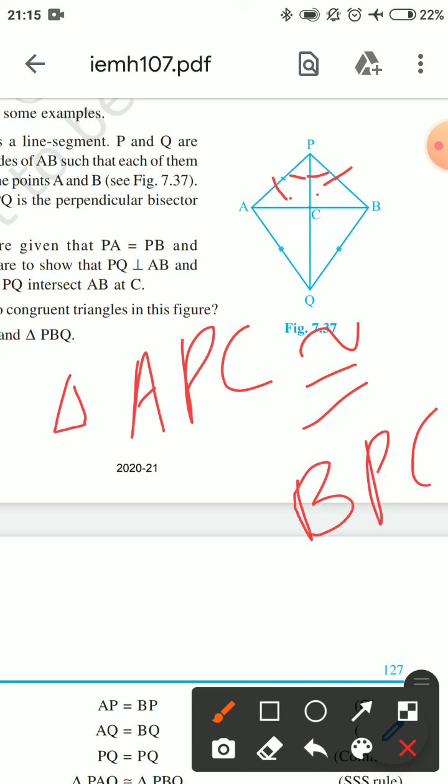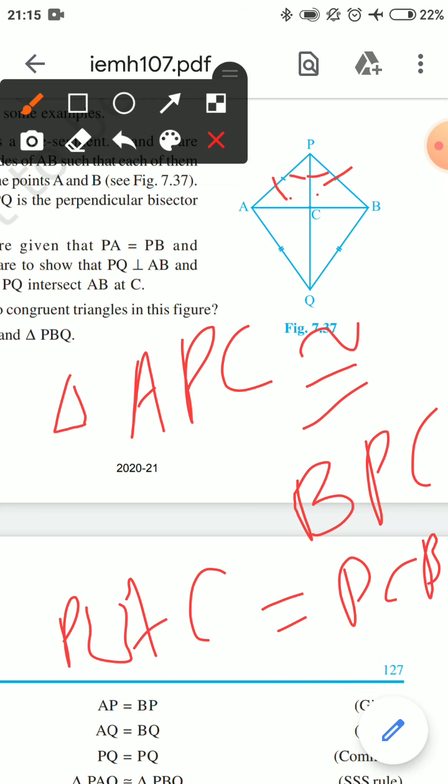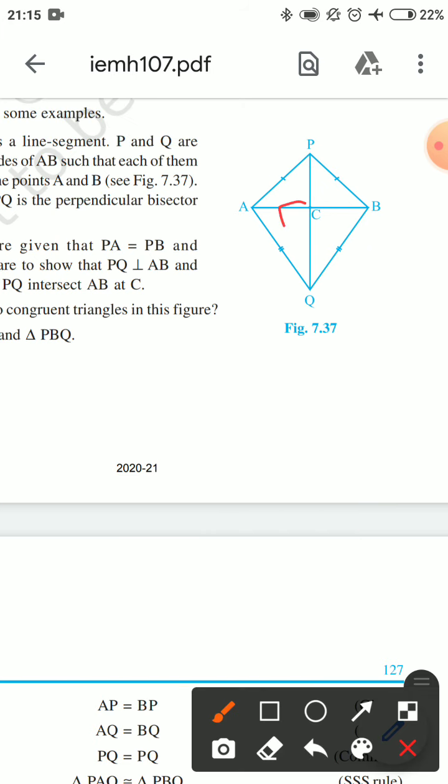BPC, right? And hence angle PAC will be equal to angle PBC. The reason that you will mention here is that this is equal by CPCT, right? So angle PCA, I'm really sorry for this, angle PCA, this angle will be equal to this angle.